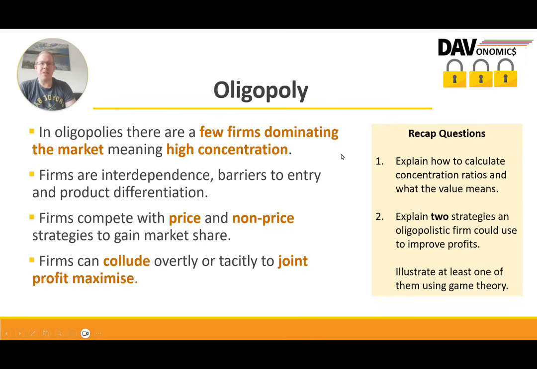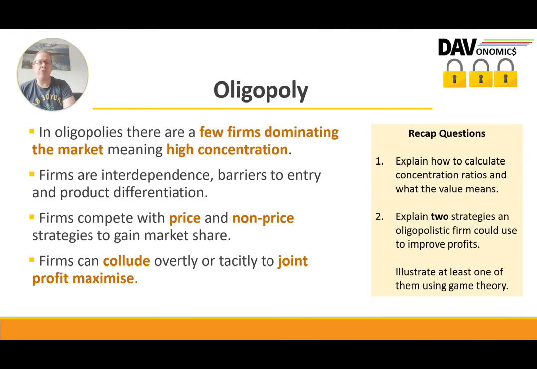Now, oligopoly, this is tested so often. I mean, even just what is oligopoly gets tested a lot. Few firms dominate the market. High concentration, so looking over your concentration ratios, firms are independent. You've got barriers to entry, product differentiation, and you've got this sort of either competing or colluding.